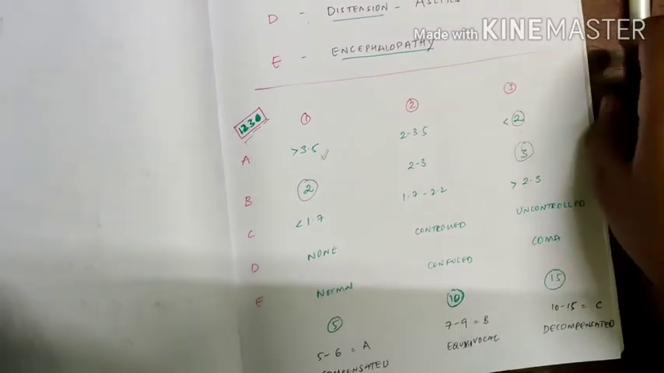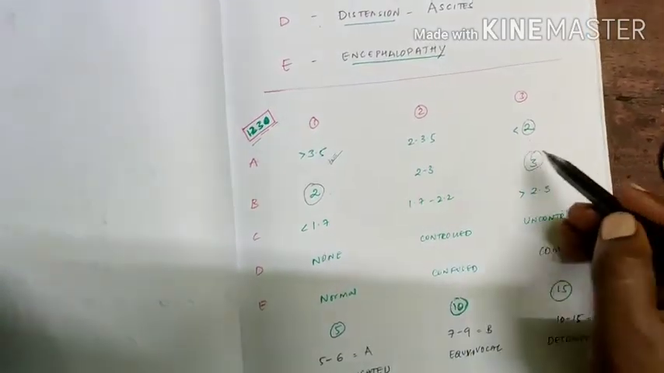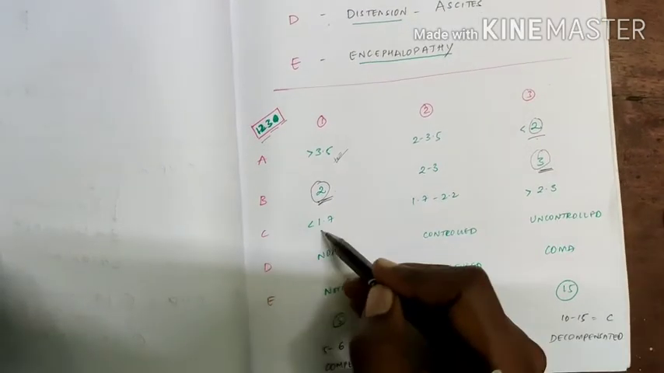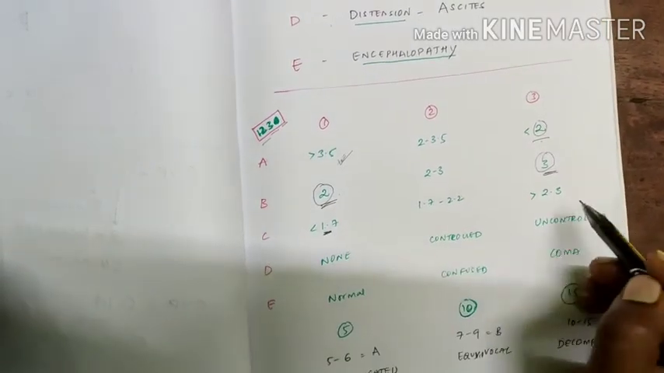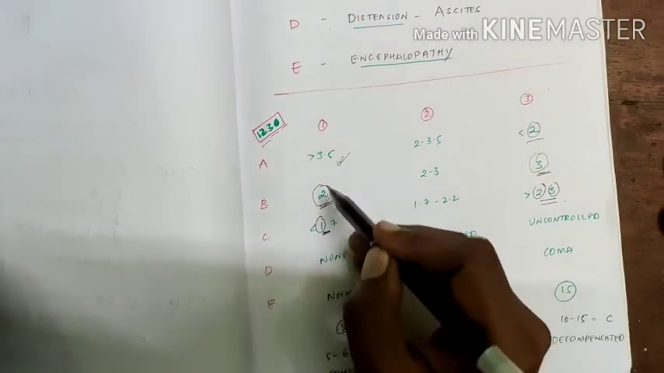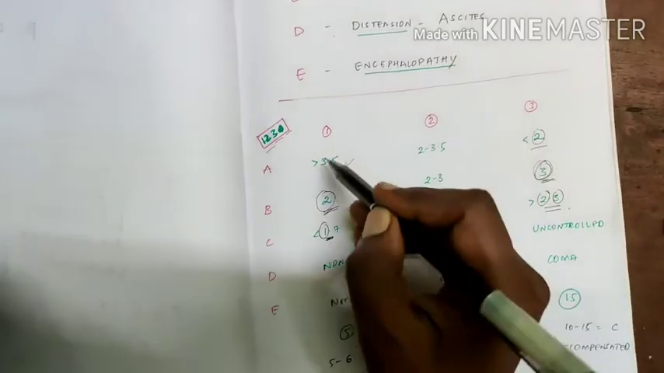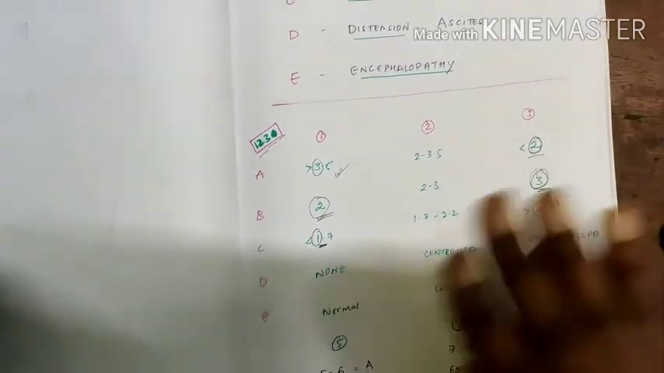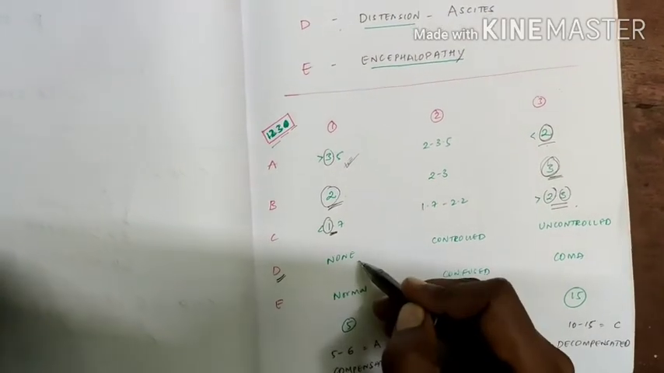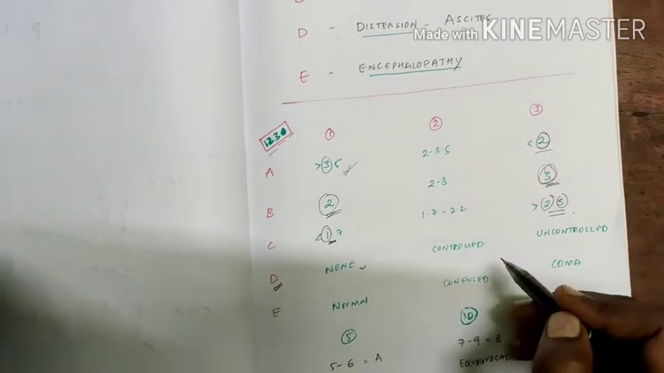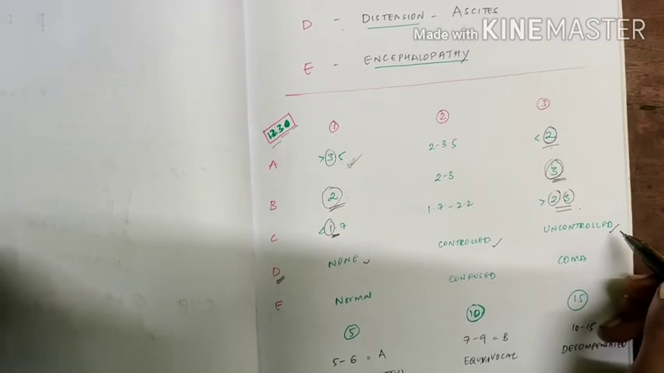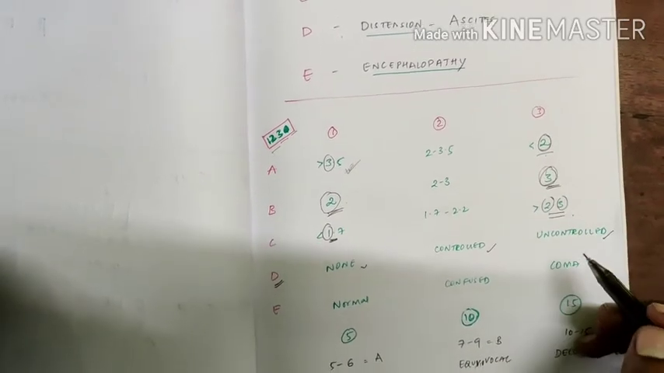Now I want to conclude it. 3.5, 2, 2, 3, 1.7, 2.3, like that. You remember it in this way. Now distension. No ascites, 1 mark. Controlled ascites, 2 marks. Uncontrolled ascites, it is 3 marks, right?